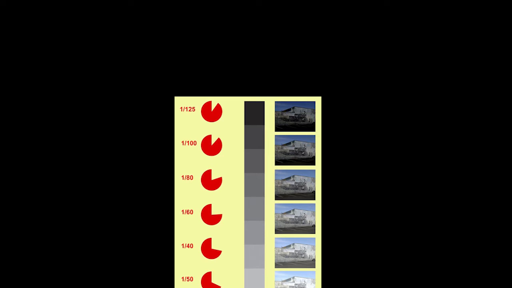Aperture determines how much light enters the lens. ISO is how sensitive the sensor is to light, and shutter speed is how long the sensor is exposed to light. That's how the three of them work hand in hand. Yes, they all work together.